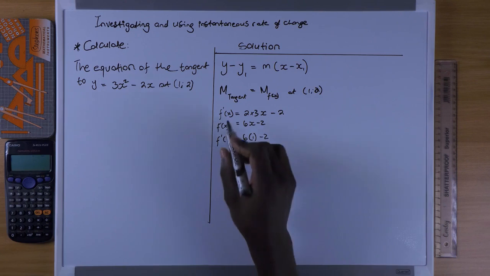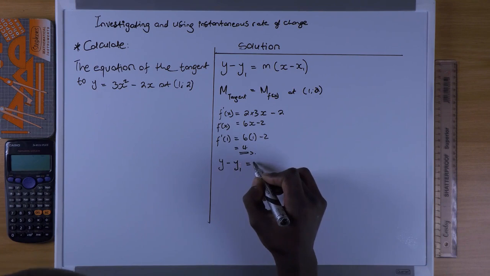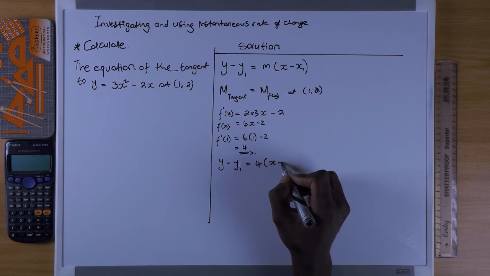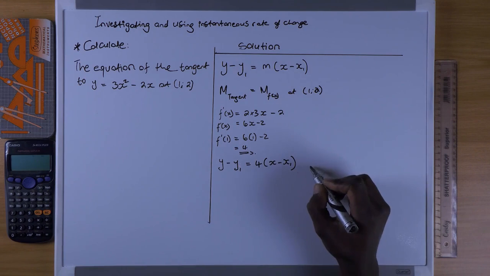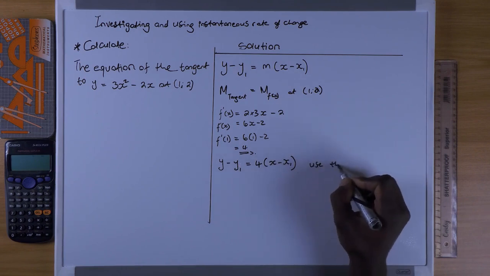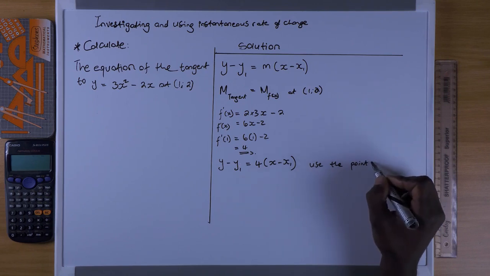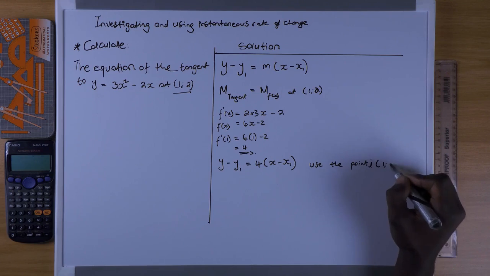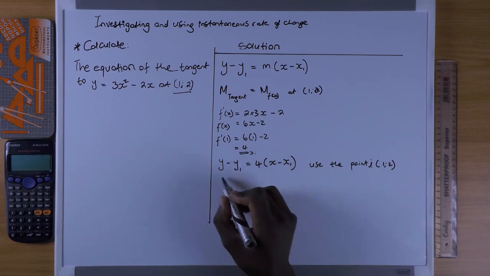So we know from the equation that y minus y1 equals m, and m in this case is 4, times x minus x1. The next thing we need to do is use the point. What is that point? This is the point we must use, the one which we were given: 1 and 2. So when you see x, you put 1. When you see y, you put 2.